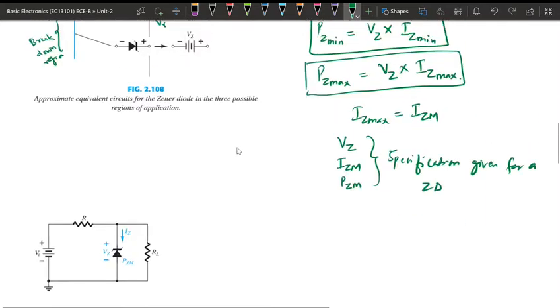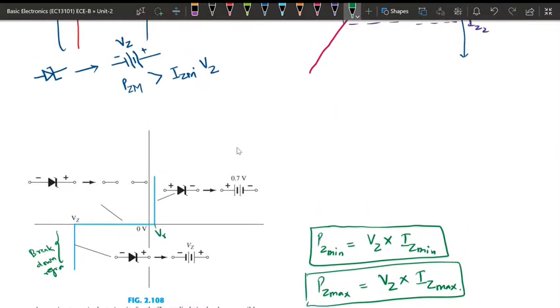So we can just write some points. In case of a Zener diode, how is it going to work? Once it reaches breakdown, the voltage across it is constant, equal to Vz, and the current could be varying based on the input voltage. Whatever input voltage we apply, the current will vary with respect to that.